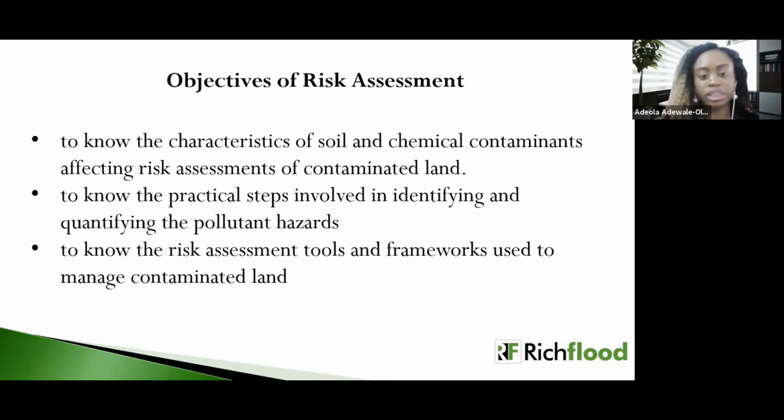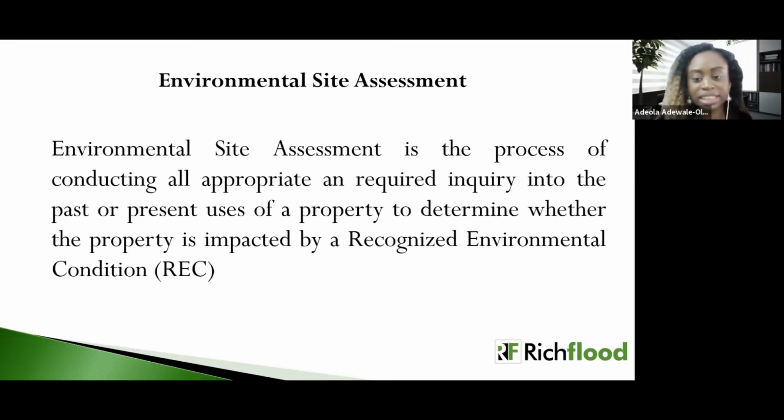Now, having gone through the site investigation and the risk assessment process, this is going to lead us to environmental site assessment, which is a process of evaluating the environmental liability of a site or an asset. Specifically, this environmental site assessment, which for short I would use ESA for, is the process of conducting all appropriate and required inquiry into the past and present uses of a property to determine the environmental condition at the end of the day. And this ESA is an essential part of due diligence because it will help to identify the existence and scope of soil or groundwater contamination on a particular property or on an environment.